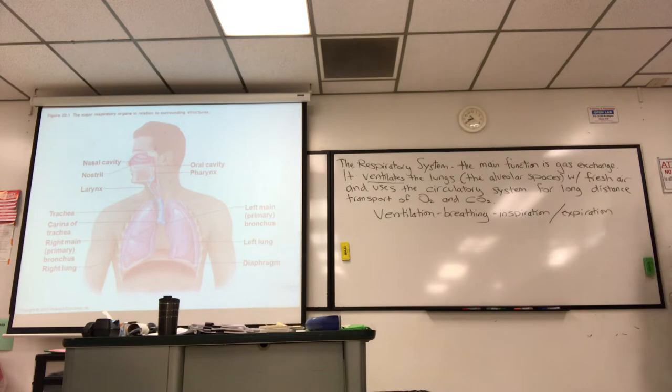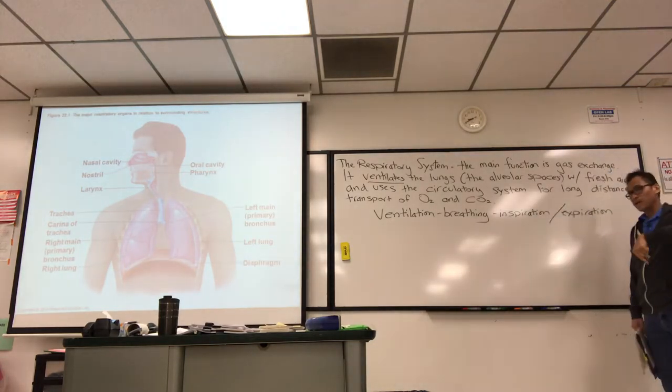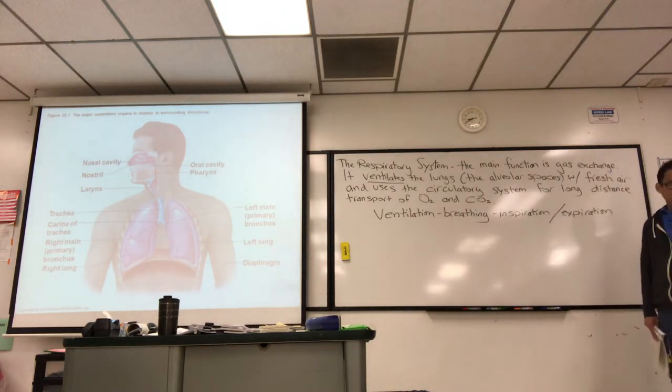The reason you have to breathe in and then breathe out is because this system is a dead end. It's not a circuit like the circulatory system. Blood goes round and round, right? Arteries, capillaries, veins, back to the heart. But the respiratory tract is a dead end. It ends with the alveolar spaces. You can bring the air in, then you got to bring the air back out and kind of resupply.